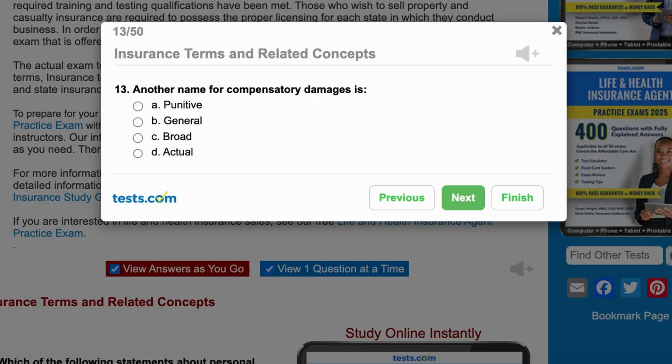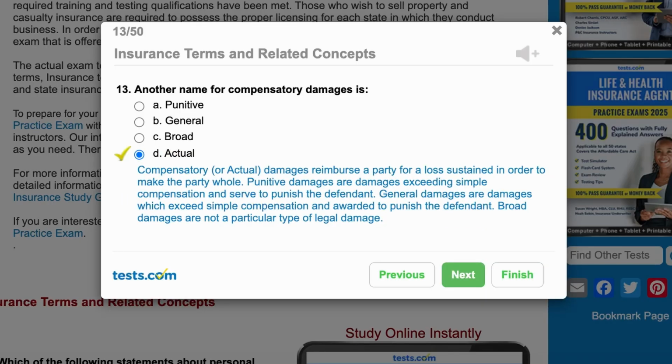Question 13. Another name for compensatory damages is A. Punitive, B. General, C. Broad, D. Actual. D. Actual. Compensatory or actual damages reimburse a party for a loss sustained in order to make the party whole. Punitive damages are damages exceeding simple compensation and serve to punish the defendant. General damages are damages which exceed simple compensation and awarded to punish the defendant. Broad damages are not a particular type of legal damage.